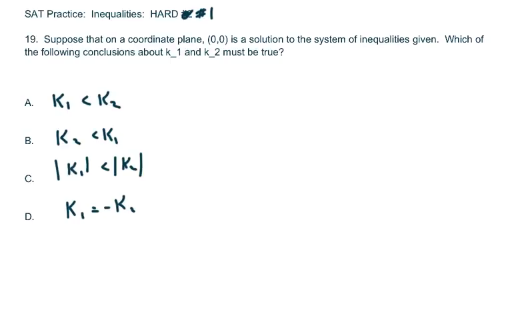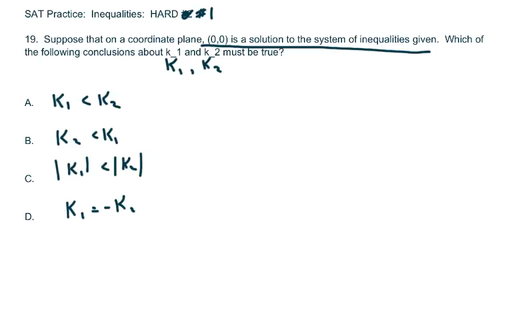Hi everyone, this is difficulty level number 1 on inequalities. Basically we're looking at the multiple choice, and we're supposing that (0, 0) is a solution, and which of the following is a conclusion about k1 and k2 which must be true.